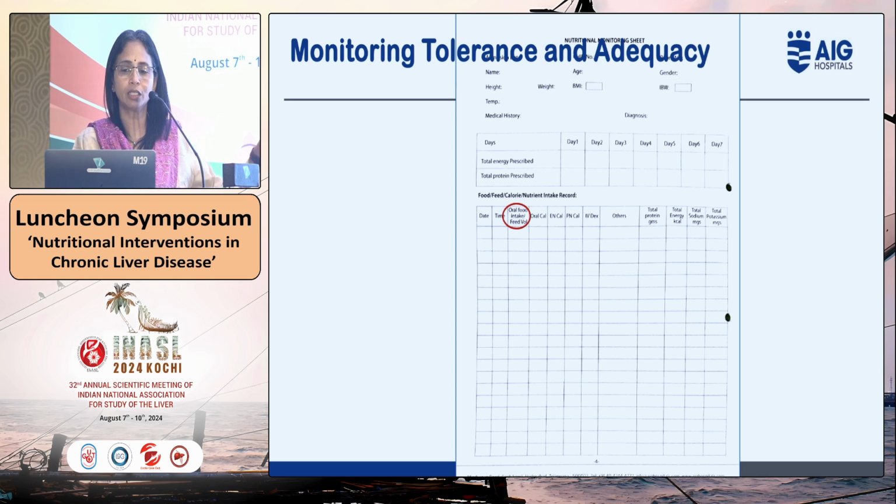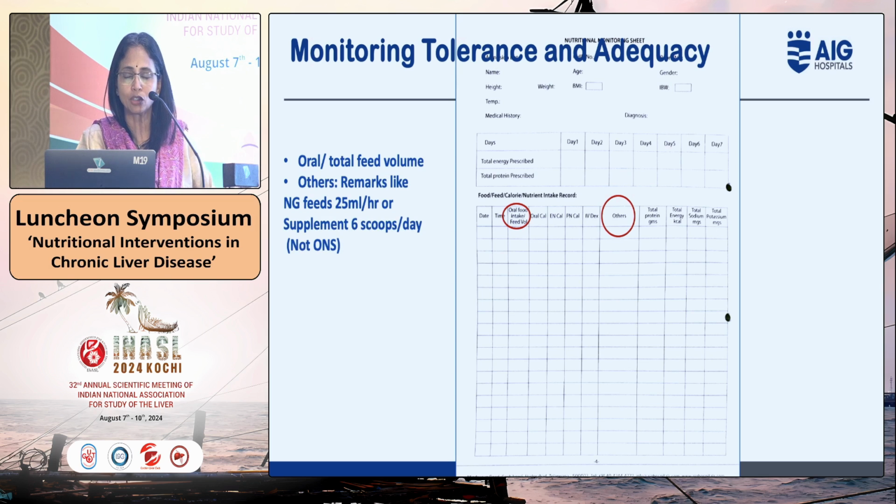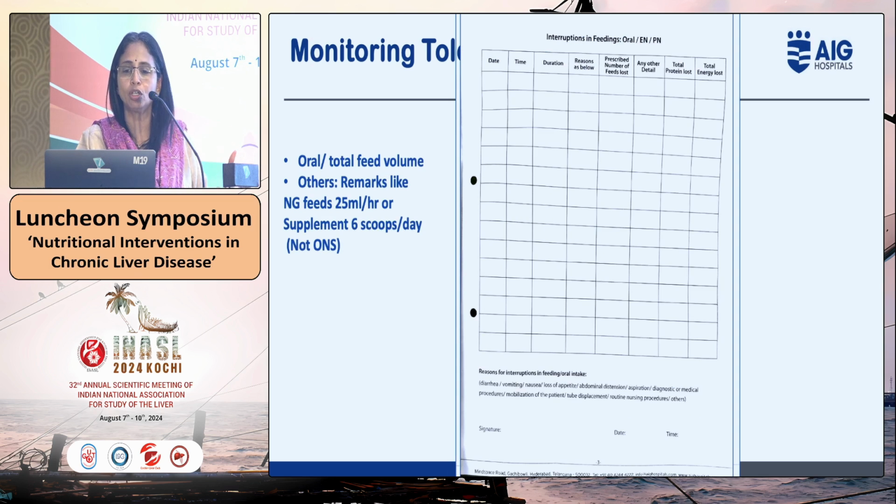This is the format that we follow. This is a physical copy. Now we've gone to EMR, so it's all done online so that everybody gets to know. If you see, the oral food or the feed volume is specified there. And then the others also give us remarks on what is there. It tells us whether the patient is on NG feeds or on an ONS. These things are told to us.